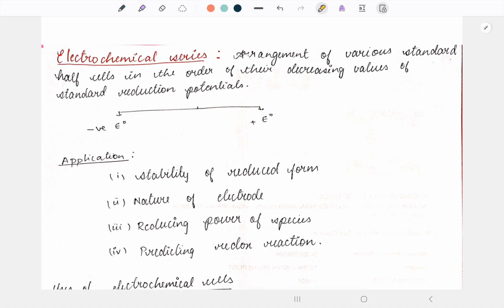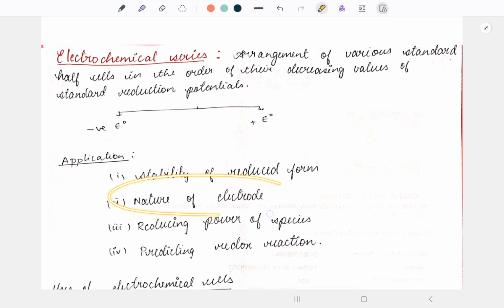So let us discuss the applications. First is the stability of the reduced form. If the standard electrode potential of an electrode is greater than 0, then its reduced form is more stable as compared to hydrogen. Similarly, if the standard electrode potential is less than 0, that is a negative value, the hydrogen gas is more stable than the reduced form of the species.